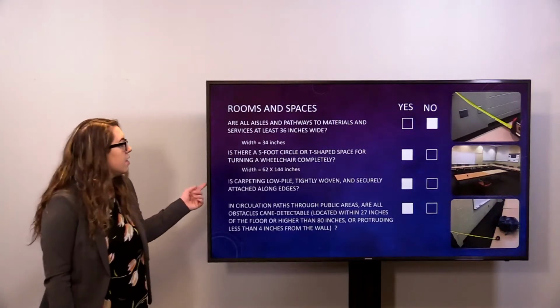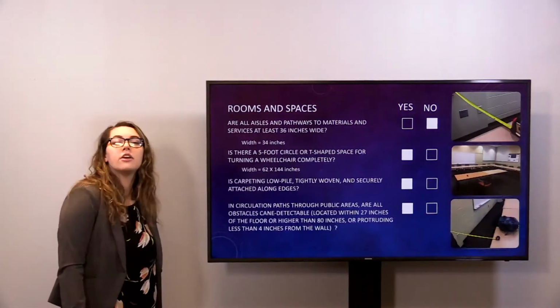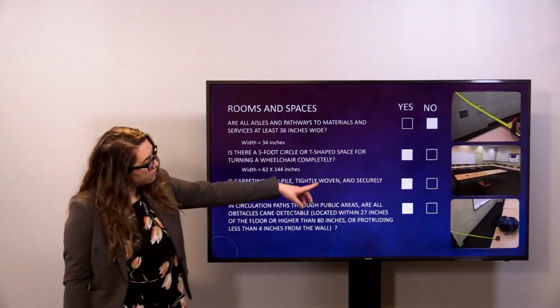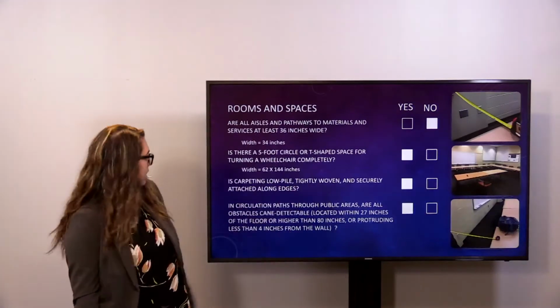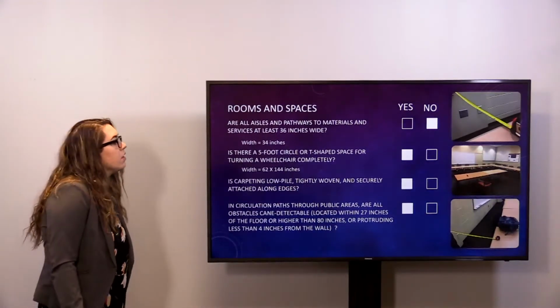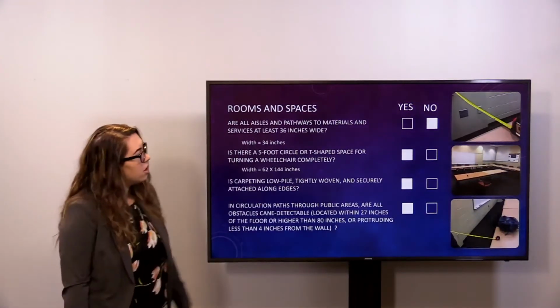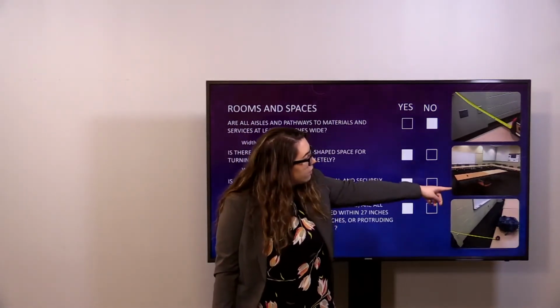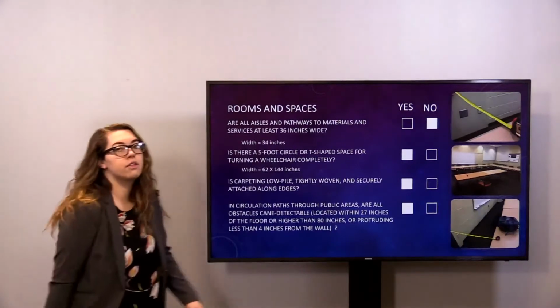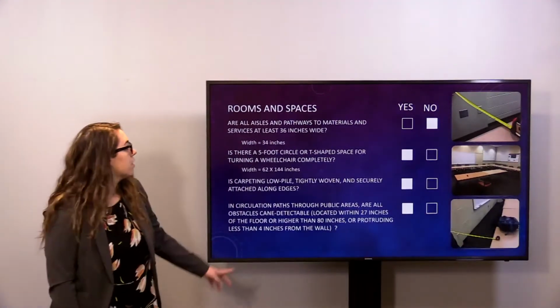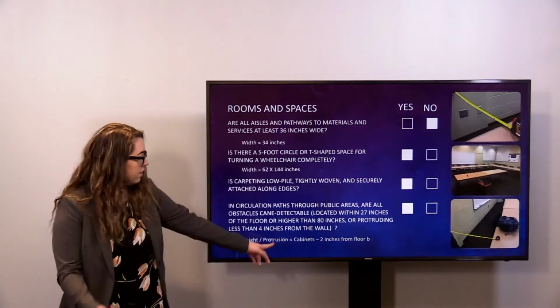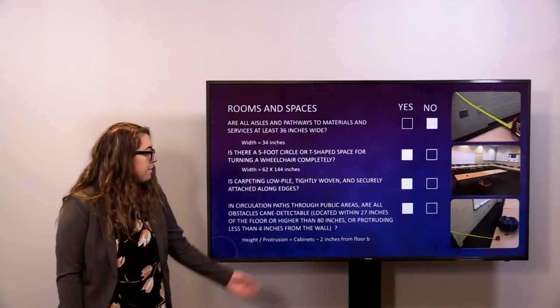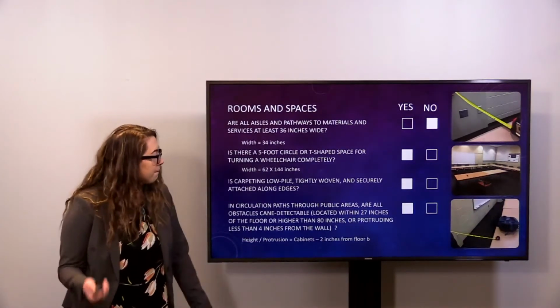The carpet is low pile, tightly woven, and securely attached along the floors, as you can see in all 3 pictures. And then, are all objects cane detectable? The only thing that really sticks out are these cabinets in the back that start at the ground and go to 44 inches high. They protrude 2 inches from the floor.